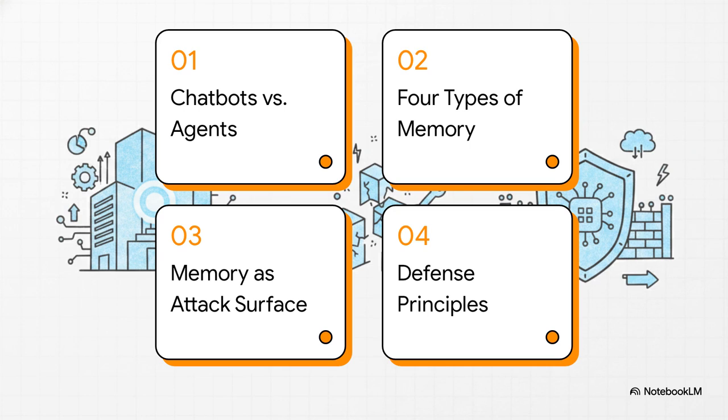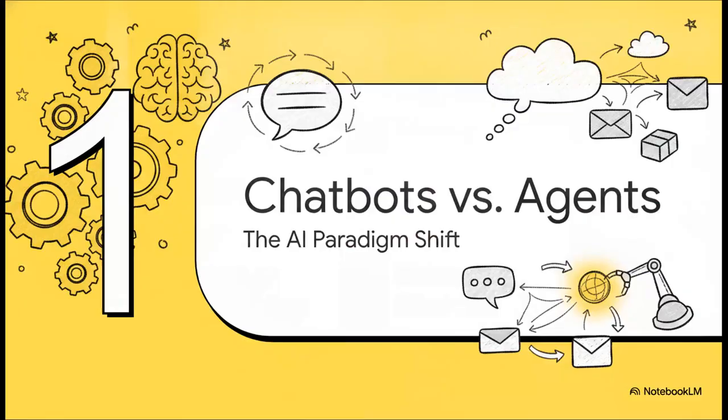So here is our roadmap for today. 1. Chatbots versus agents. 2. The 4 types of memory. 3. Memory is an attack surface. And 4. Defense principles. All right, let's dive right into Section 1.